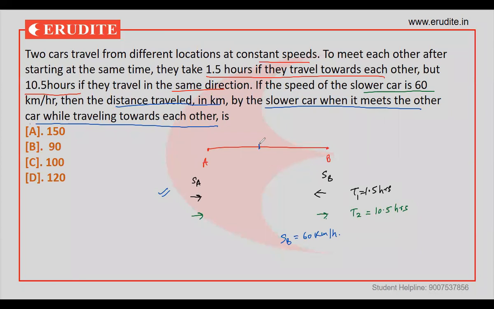Now, guys, this is a very easy question. This much of the data I don't need, because all the data they have given is more than required. They ask for the distance traveled by car B. It will be nothing but the speed of car B into the time taken. This is T1. So the speed of car B is 60, time taken is 1.5 hours. So the distance covered is how much? 90 kilometers. So the answer is option B.